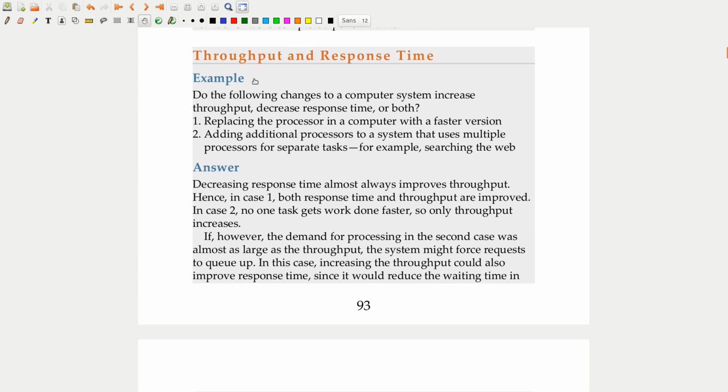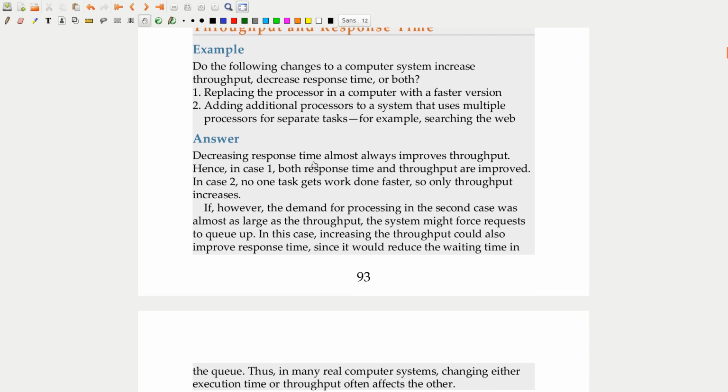Okay, so here's an example. Do the following changes to a computer system increase throughput, decrease response time, or both? Replacing the processor in a computer with a faster version. So if you decrease response time, it almost always improves throughput. So decreasing response time almost always improves throughput. Hence, in case 1, both response time and throughput are improved.